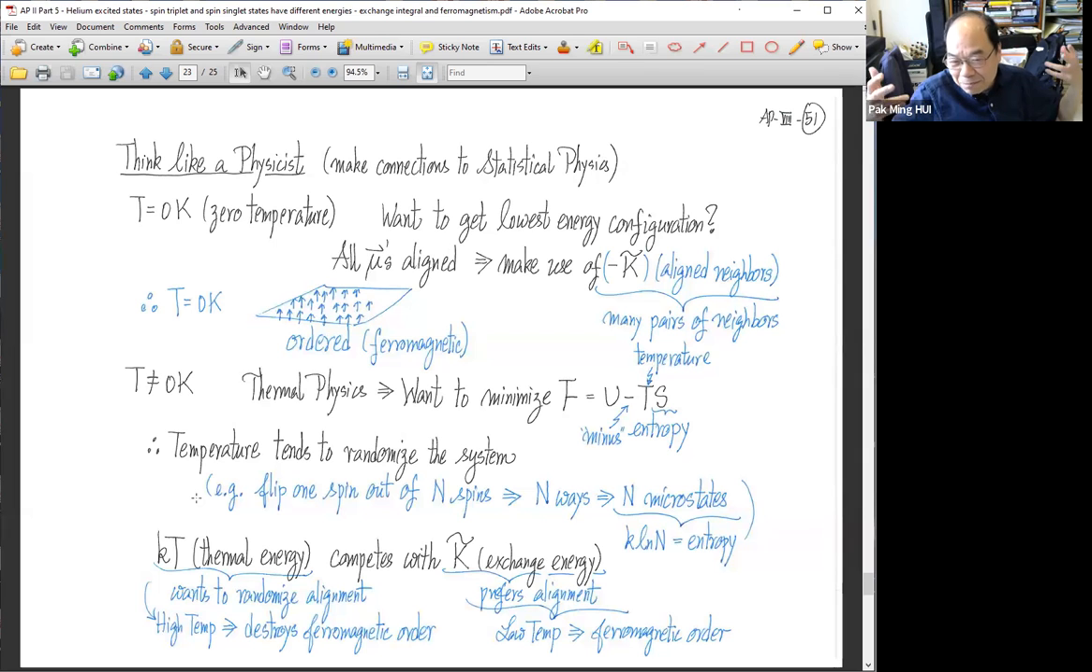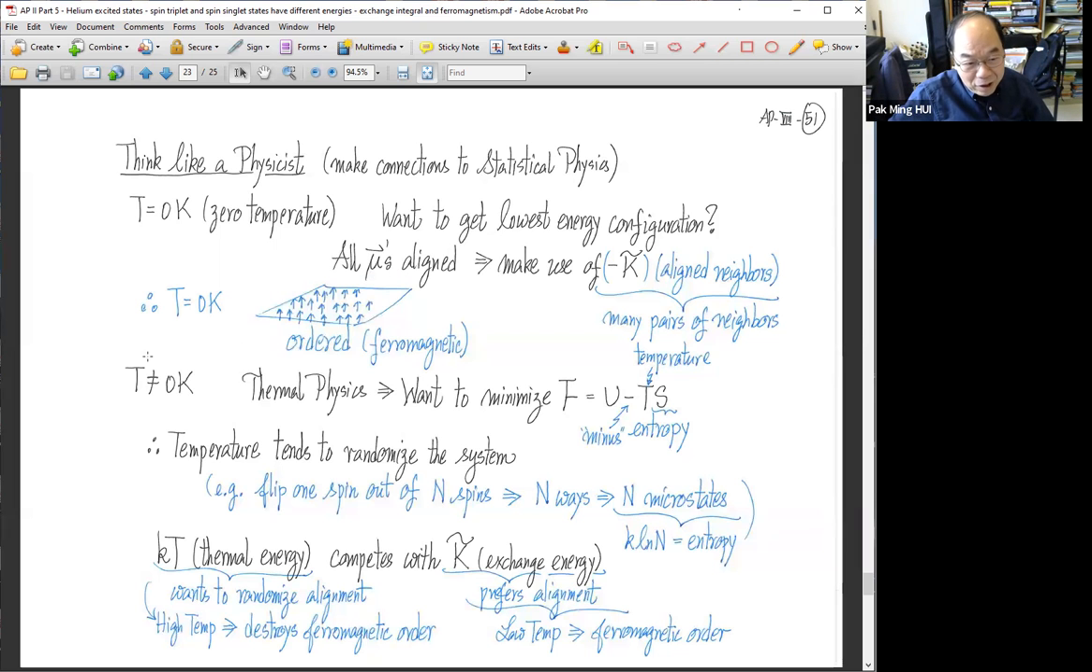Okay, so now think like a physicist. So I have this Heisenberg model. At 0K, there's no entropy term, right? Minus TS, T is 0. And we know from the third law, S should be 0, right? So that term does not carry anything. Therefore, the whole thing is to minimize energy. The minimum energy will be ordered, right? Because when you align each pair, you will gain some minus K, because there's a minus sign, lower when they align.